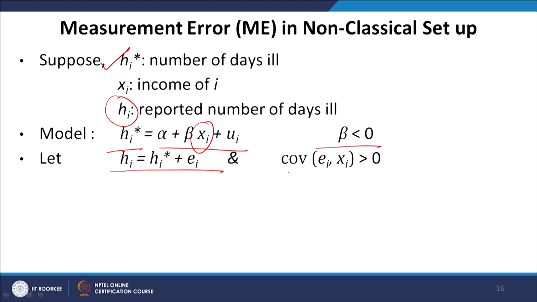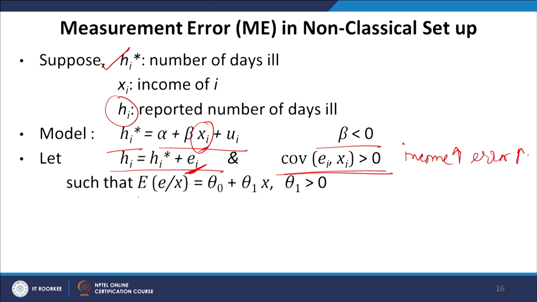And now we are assuming that the covariance between this error term and income is nonzero, that they are correlated. If this is positive, then it implies that as income increases, the error also increases, such that the expected value of e given x is theta naught plus theta 1 x, where theta 1 is greater than 0. So, we are expecting a positive correlation, and that is why a positive parameter estimate if we have a linear relationship between e, the error here, and the independent variable.